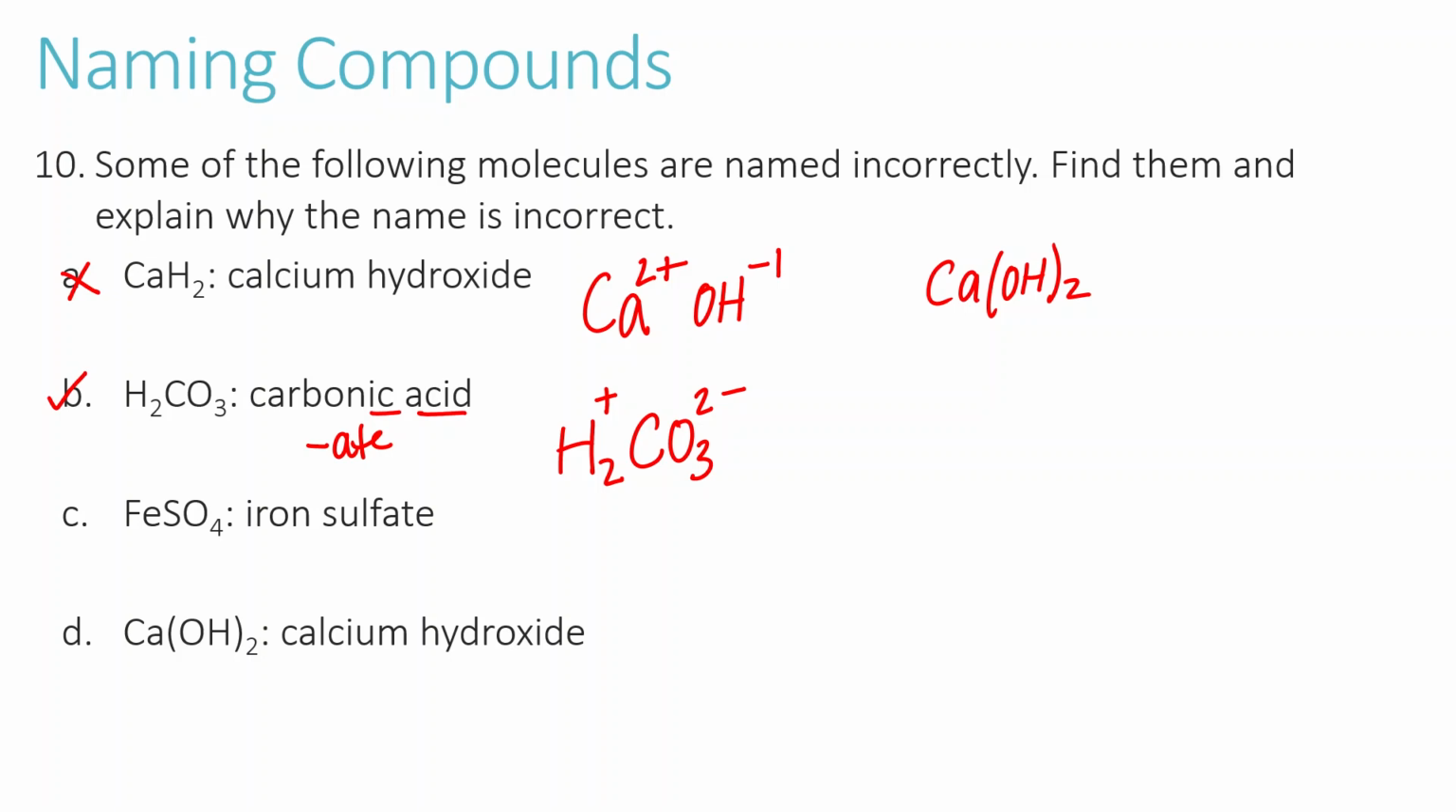Looking at C, we have iron sulfate, FeSO4. The problem with this one is that iron is a transition metal, which means we don't know its charge. So for iron sulfate, I need to figure out what Roman numeral I need. Sulfate has a -2 charge. There's only one sulfate here, so the iron is going to need to be +2. So this should be called iron(II) sulfate.